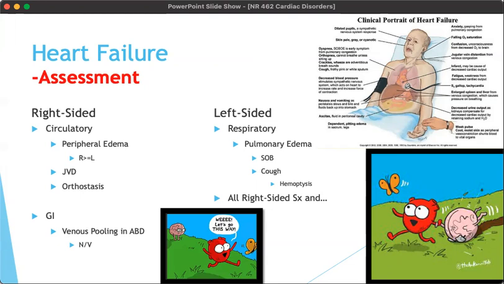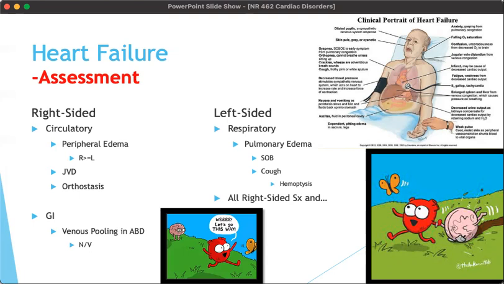These patients are going to have pulmonary edema. Just like right-sided has peripheral edema, left-sided has pulmonary edema. So patients are going to have shortness of breath and cough. They may or may not have slightly blood-tinged or hemoptysis kind of coughing. It's not uncommon. It does happen, especially if they start to have fluid accumulating in the lungs, that real edematous fluid backup in the lungs. These patients can also have hypoxia, so that's something we want to look out for as well.